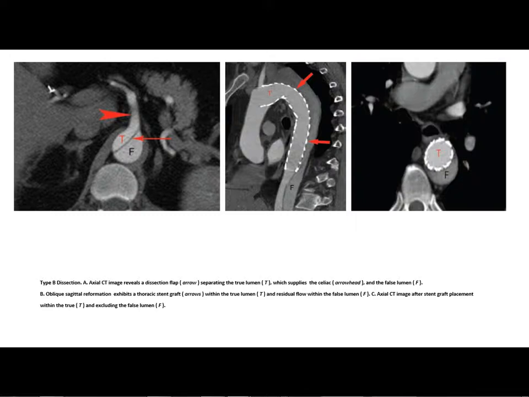Another approach, if there is ischemia, for example if the renal artery is going here, if they included this there will be renal ischemia.